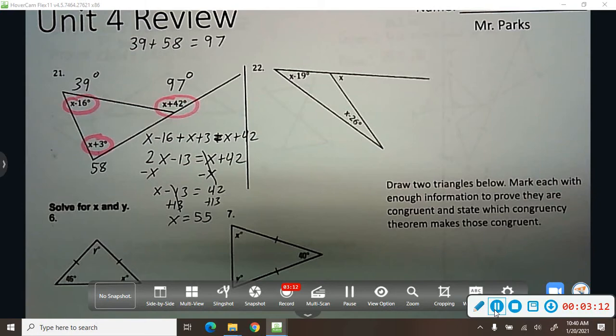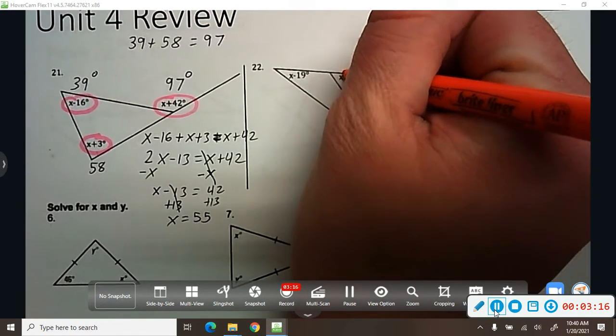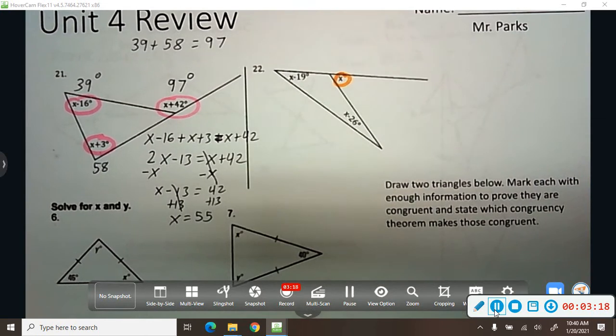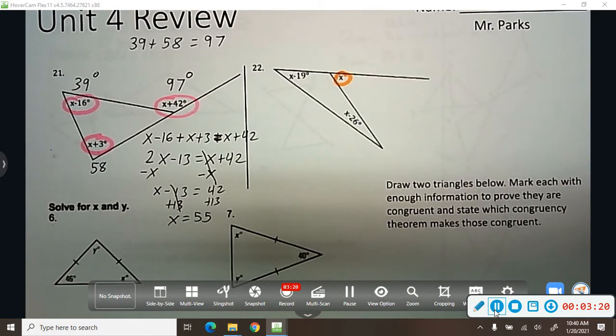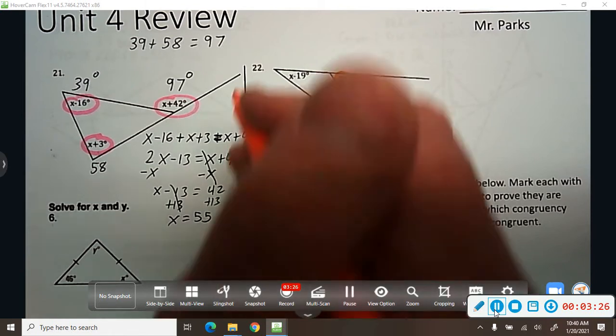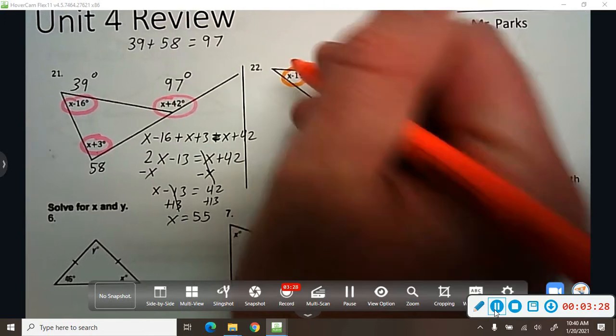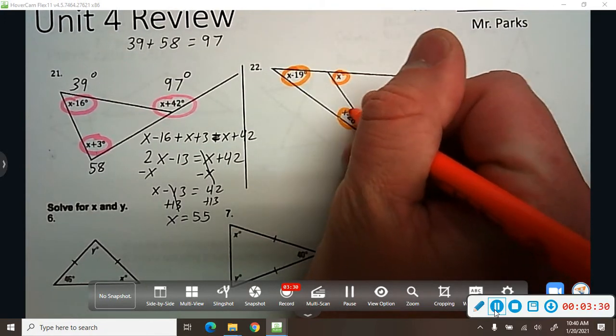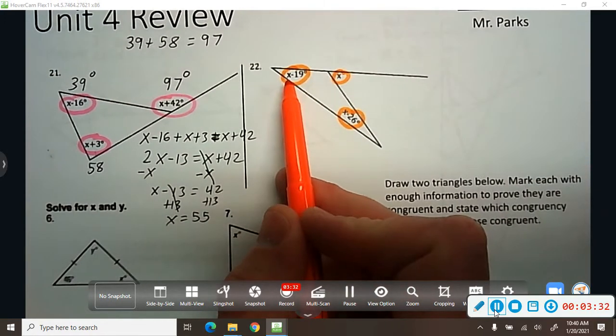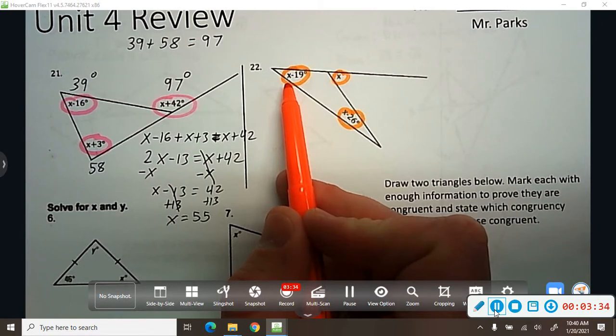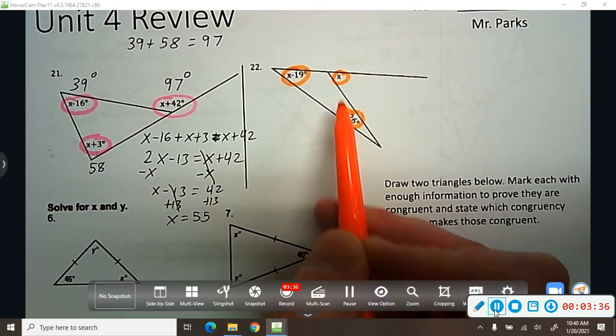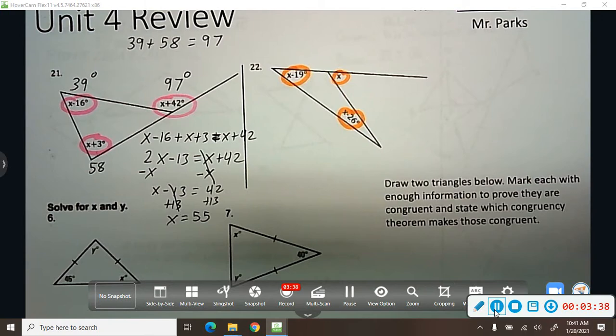So the next problem, to find the exterior angle, which is x, it's on the outside, that's why it's called exterior. You add up the two interior angles that are furthest away. We call those remote. So this one is remote interior, this is remote interior. So if you take x minus 19 plus x minus 26, you get x. So we're going to set up our equation.